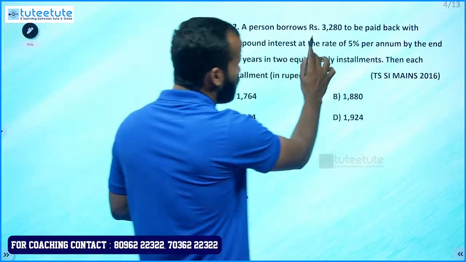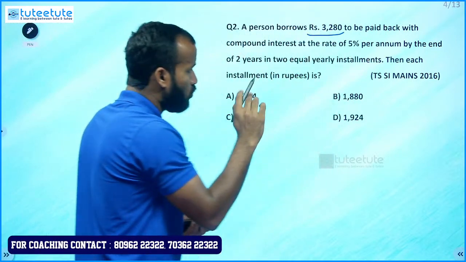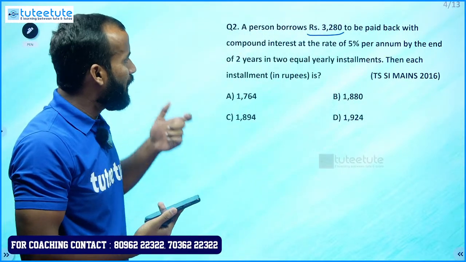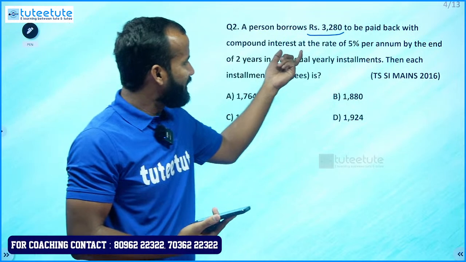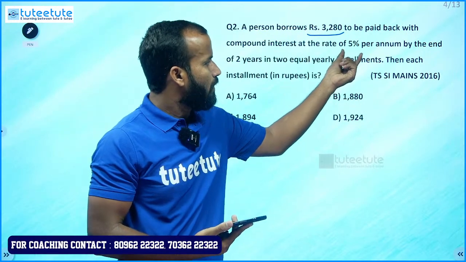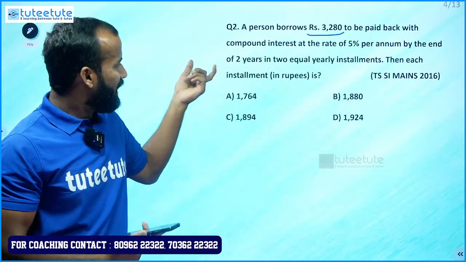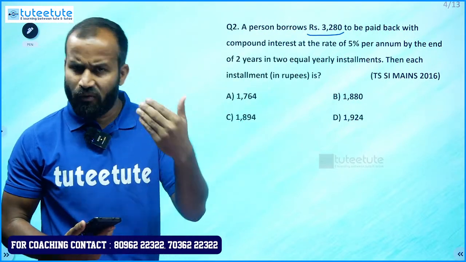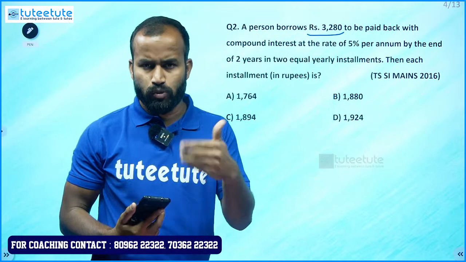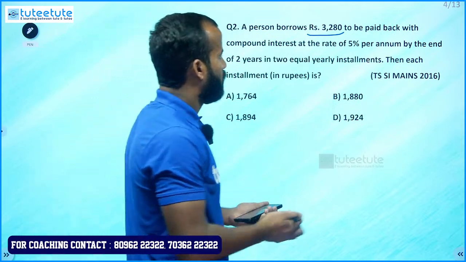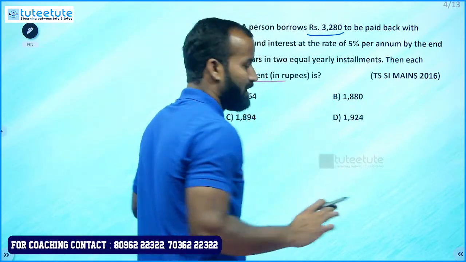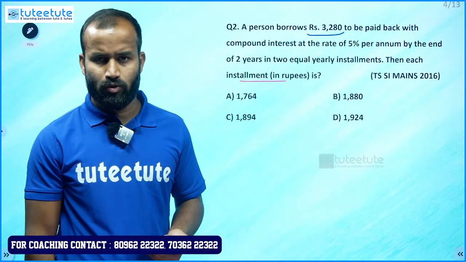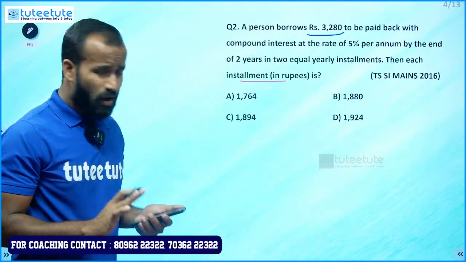A person borrows Rs 3,280 to be paid back with compound interest at the rate of 5% per annum by the end of 2 years in 2 equal yearly installments. There will be half yearly installments also; we are going to solve those problems in future. Then each installment is? That is the question. See, I am going to solve this problem.